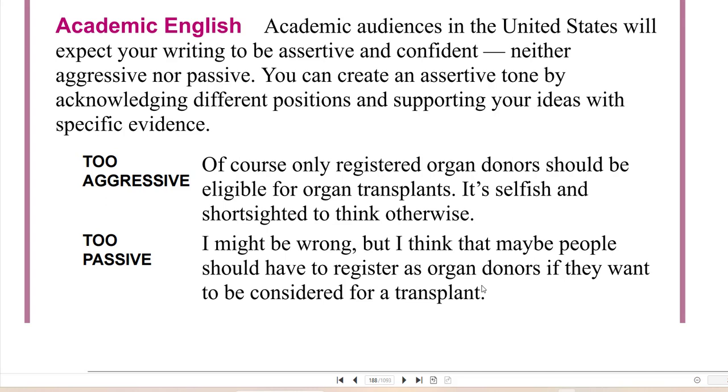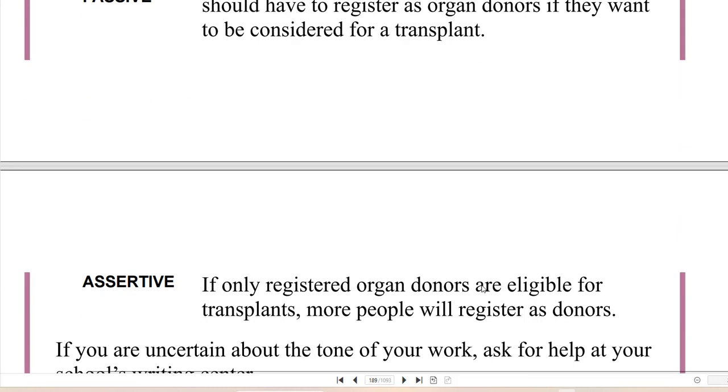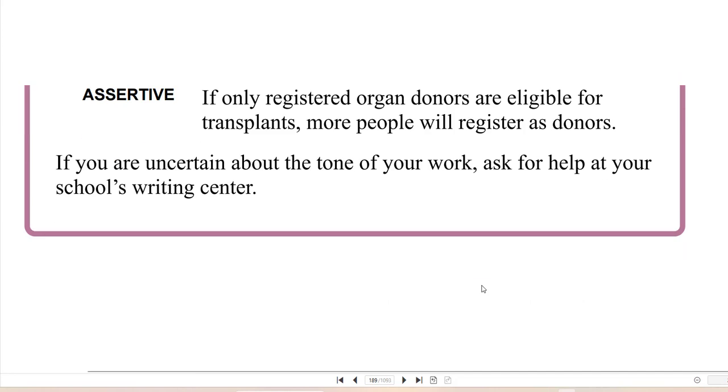Now this one is too passive: "Well, I might be wrong, but I think that maybe people should have to register as organ donors if they want to be considered for a transplant." Assertive: "If only registered organ donors are eligible for transplants, more people will register as donors." If you are uncertain about the tone of your work, ask for help at your school's writing center.